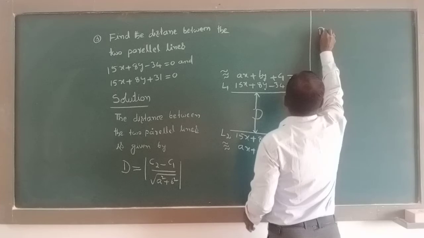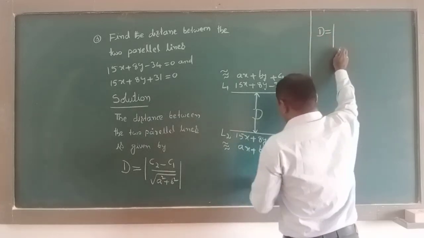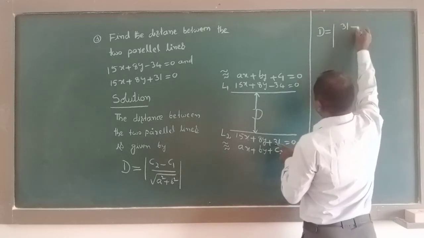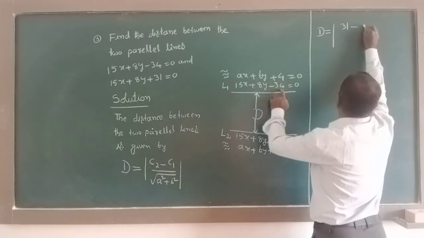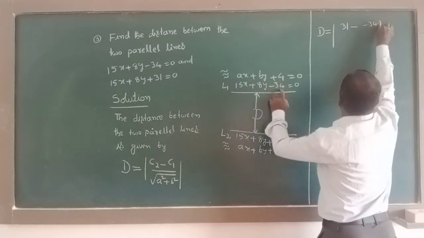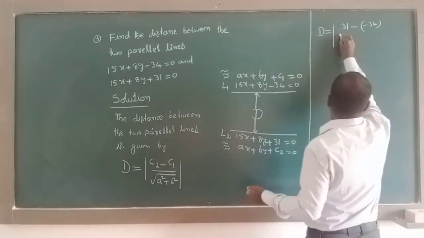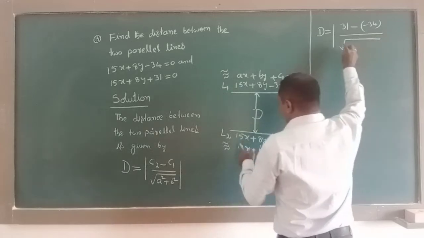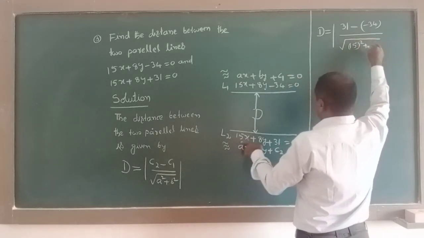D is equal to modulus of C2 value is 31 minus C1 value is, C2 minus C1 value is minus 34. Otherwise, you can take C1 minus C2 also, no problem. Whole dividing by square root of 15 square plus 8 square.